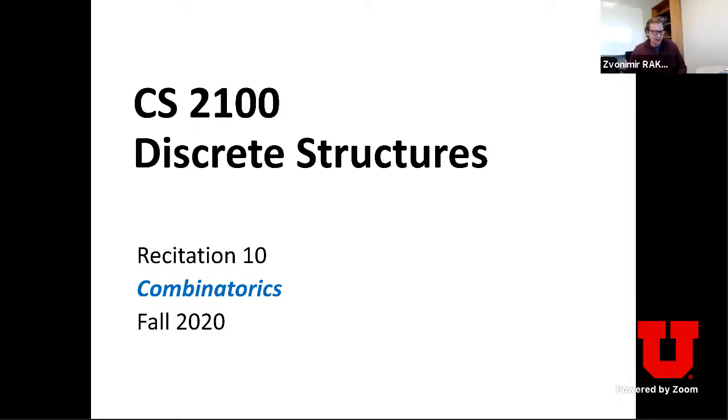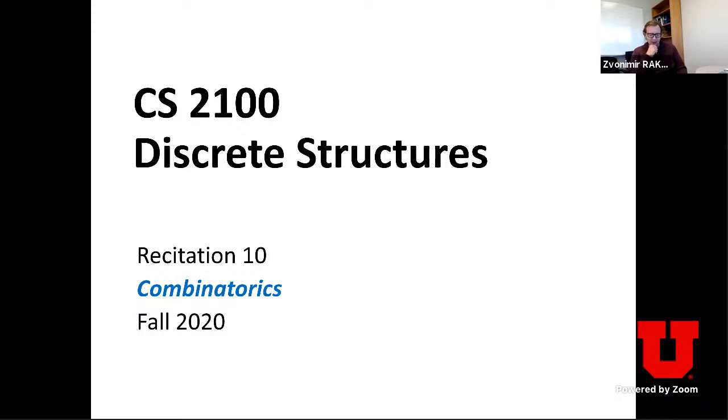So today we're going to cover a bunch of problems related to combinatorics. I also have some problems on relations towards the end, but those are just more of a backup. We'll see if we get to there.